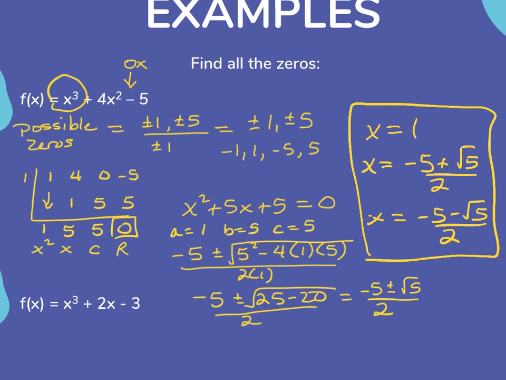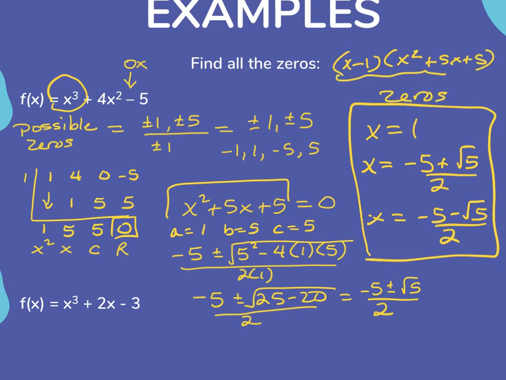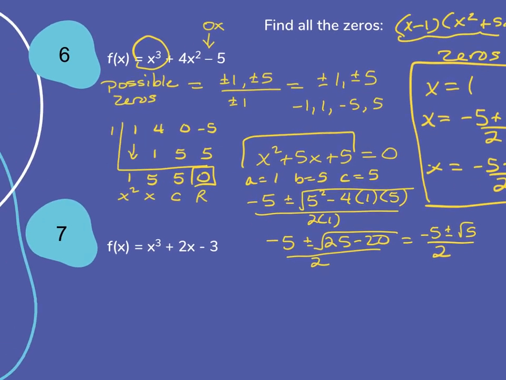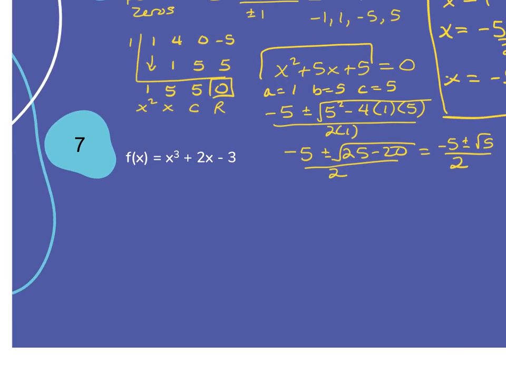If they ask you to find the factors here would have been x minus 1, and because this one couldn't be factored, I would just leave it like this, x squared plus 5x plus 5. So these are the factors, but these are the zeros. Let's go ahead and do example number 7.